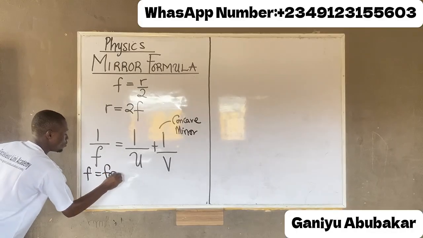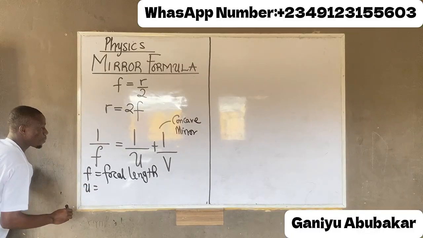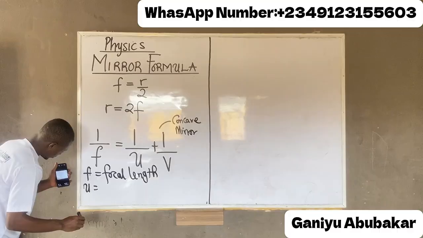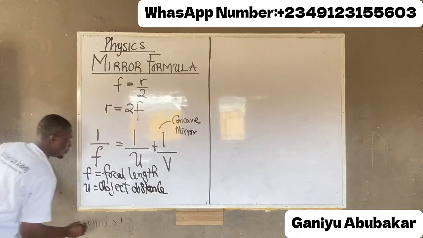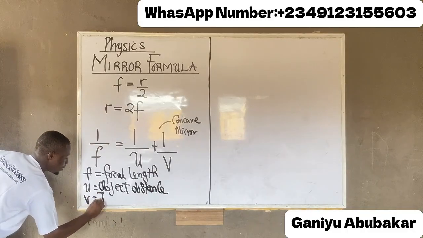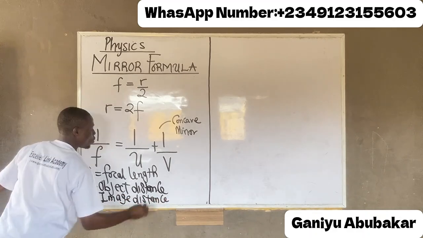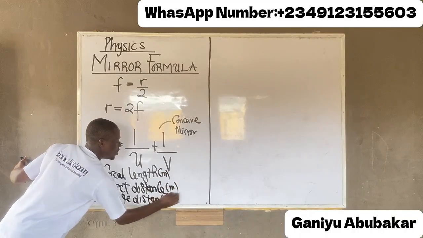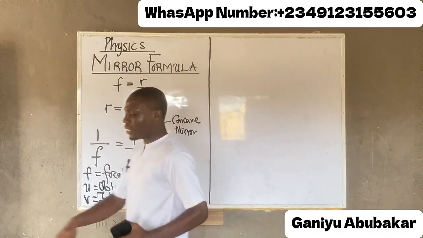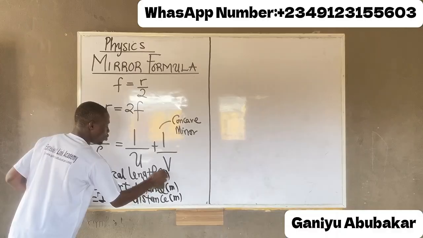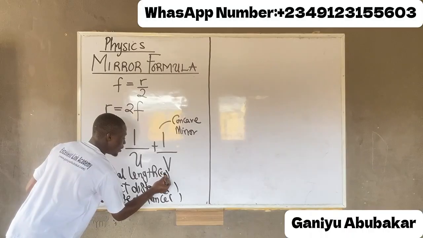So before I move on, let's define them. What's F? F is focal length. Next up, I have U. U is called the object distance, and V is called image distance. All these things here are in meters. Sorry, that's cm. It should be in cm, please. I'll show you why they are in centimeters as we proceed.